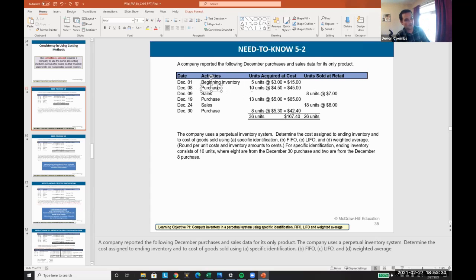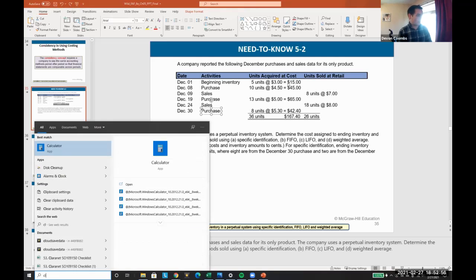On December 8th, we have purchases of 10 units at $4.50. That's $45. And then we sell 8 units at $7, right? That's not a cost. That's our selling value. We have purchases of 13 units at $5. Our sales of 18 units at $8. And our purchases of 8 units at $5.30.